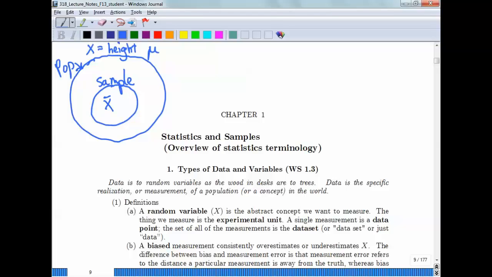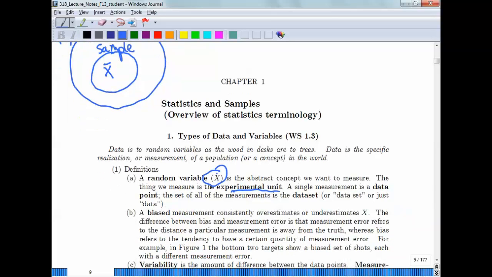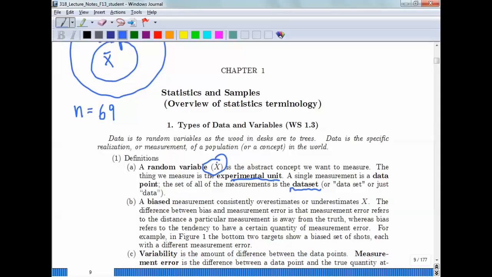Amazing. Now, the random variable is the thing we want to measure. What we're going after is the experimental unit. If I measure, let's say, UCR students' heights, then the 69 students that I get in my sample are the experimental units, and the observations that I get from them are the data. The collection of all those data points, including possibly other variables, is the data set.